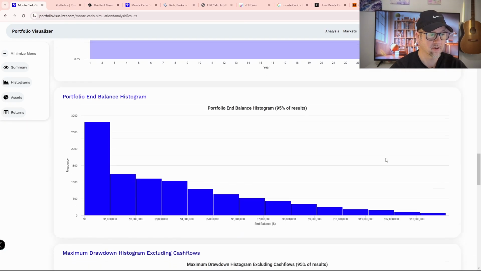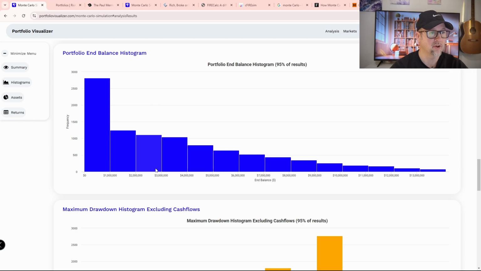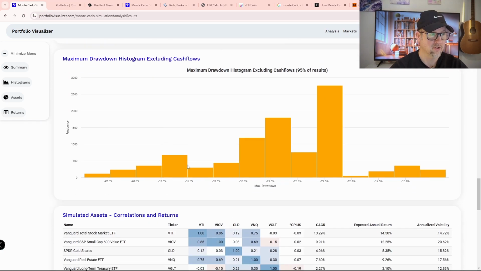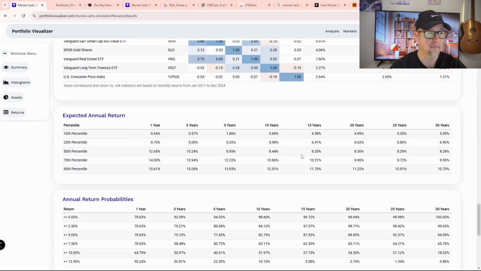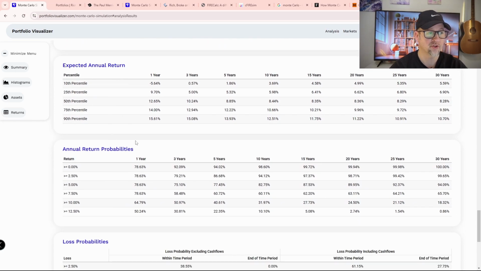So I keep going down here, and then it shows us portfolio end balance histogram. Okay, it shows us the maximum drawdown histogram excluding cash flows. Here it shows us our correlation and returns. Okay, so things that are highly uncorrelated will be drastically different. So this one here is very uncorrelated to VTI. So that's actually good to have for a diversified portfolio. Okay, and then our expected annual return. So at the 90th percentile, we would expect after 30 years a 10.7% annual return.